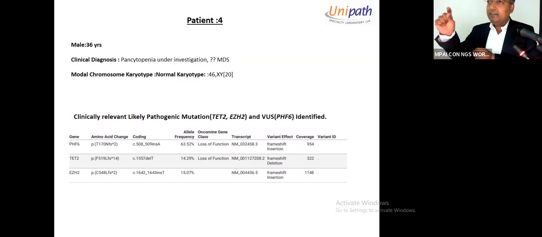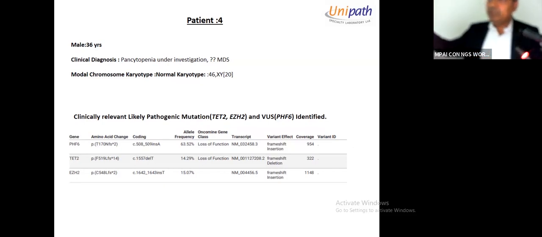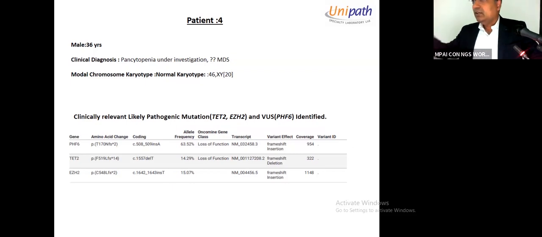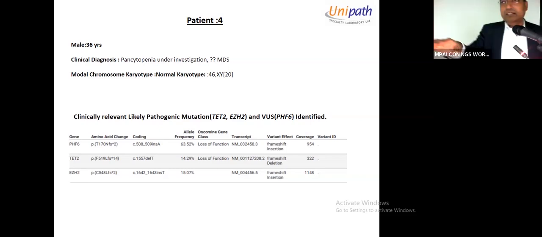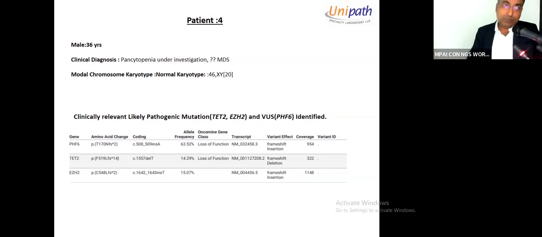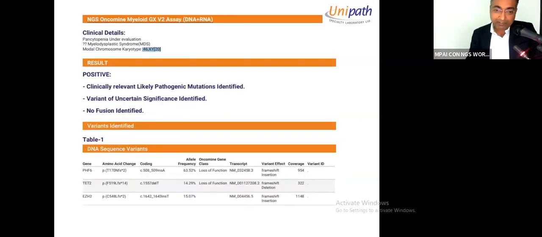Not every variant allele fraction will be causing that, because sometimes in a normal individual you will find certain mutations. Those are usually less than 10% and they may not be contributing. So not every mutation below 10% would be attributed to the cytopenia. It could be something else. So please keep it in mind. Don't overcall MDS on this basis, because these could be normal patients who have CHIP. Okay.